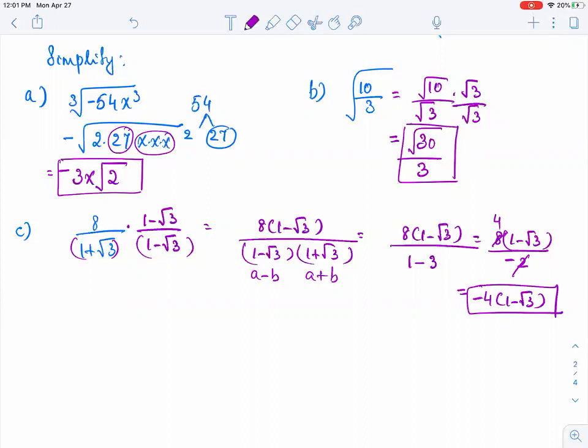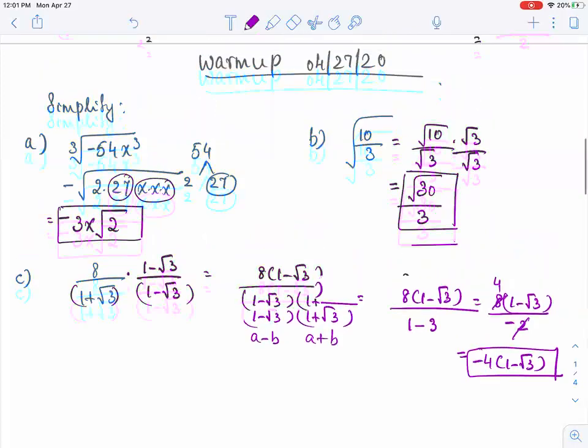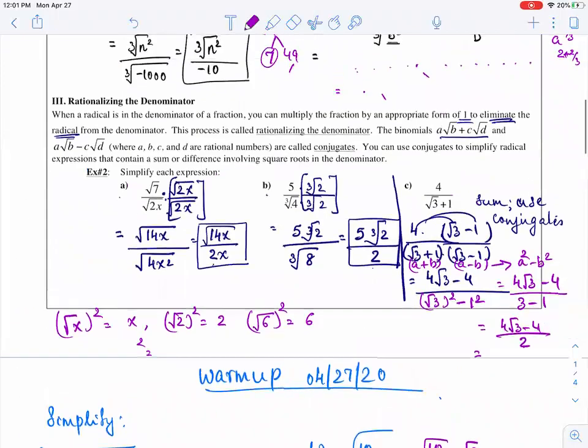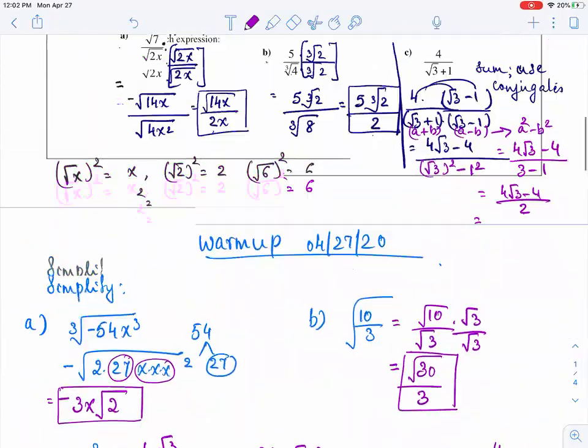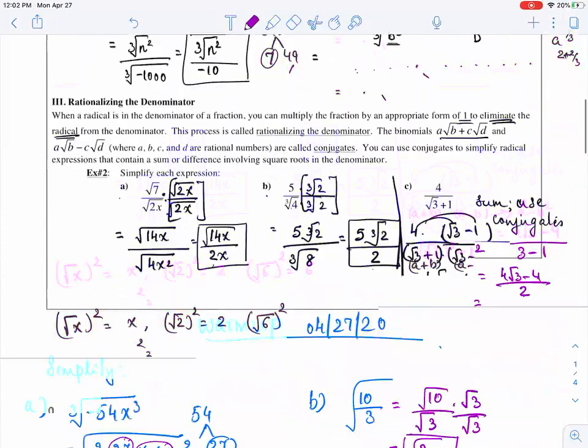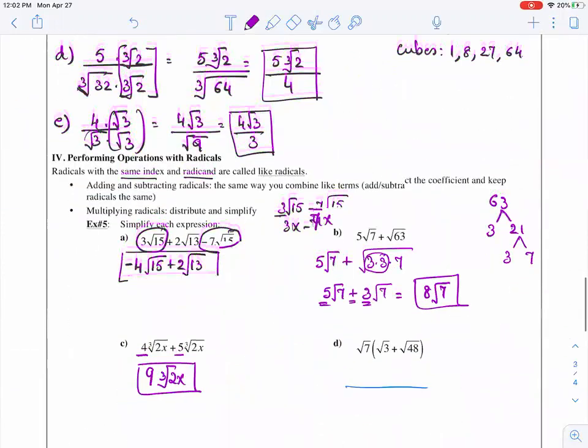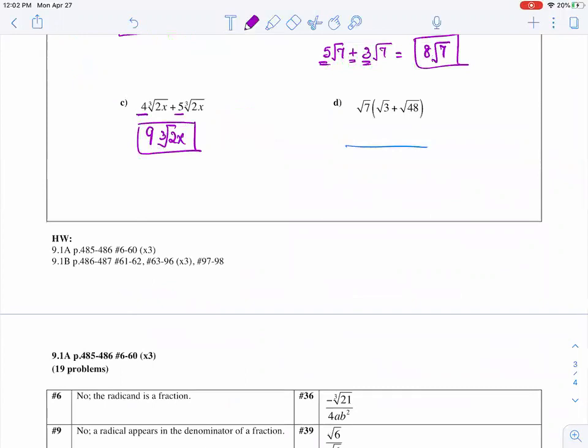Okay. So -4 times 1 minus radical 3. Okay, do you understand all these? Yeah. All right, okay. There is one more problem in the lesson. Let's do that. Okay, question D.